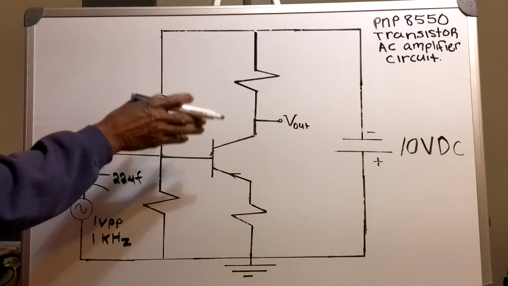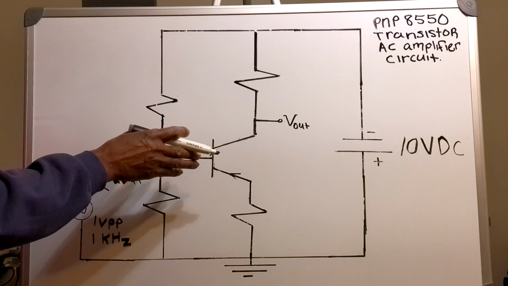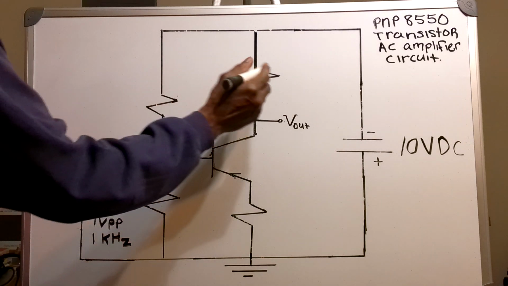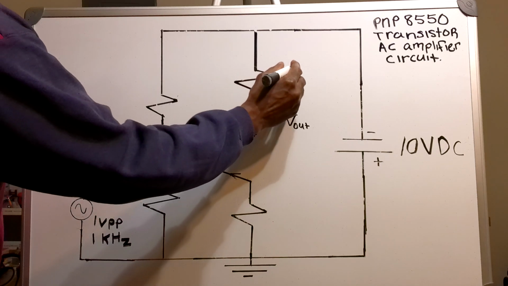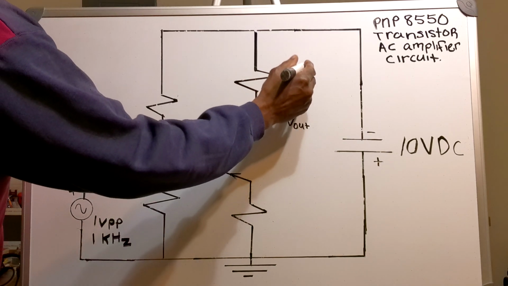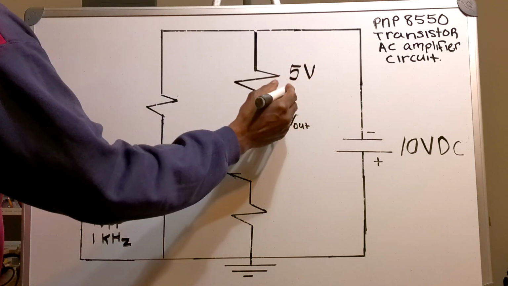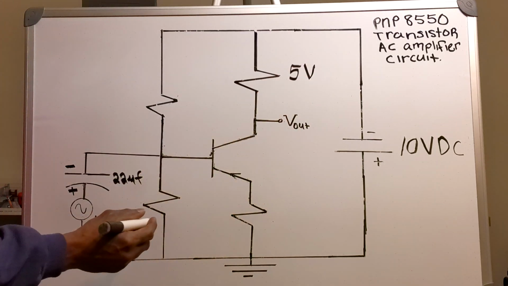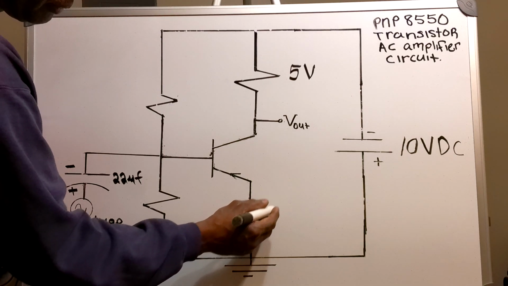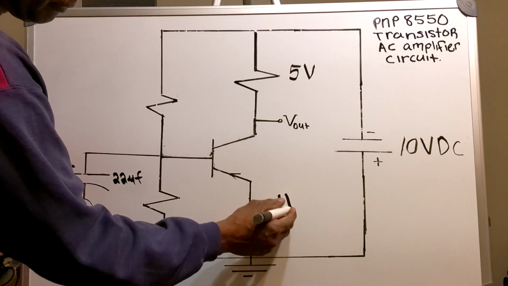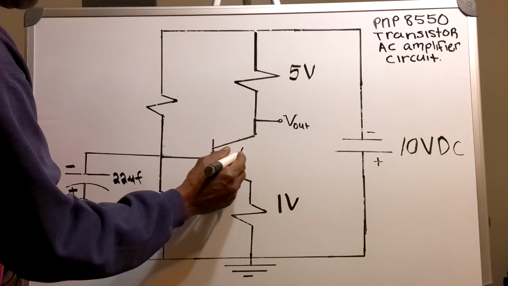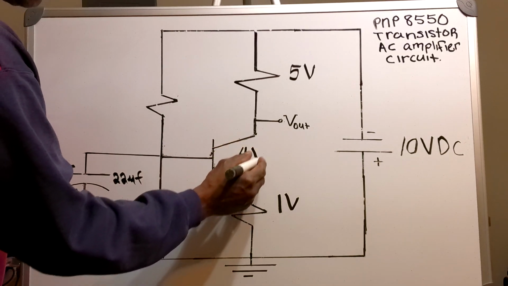But in order for that to happen, the transistor will have to be properly biased. I'm going to want 5 volts across the collector resistor, 1 volt across the emitter resistor, and 4 volts across the collector emitter.